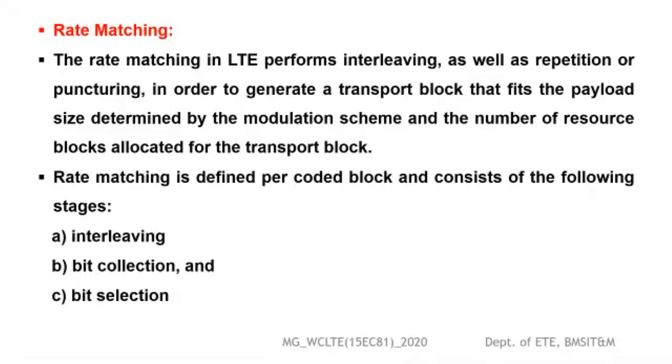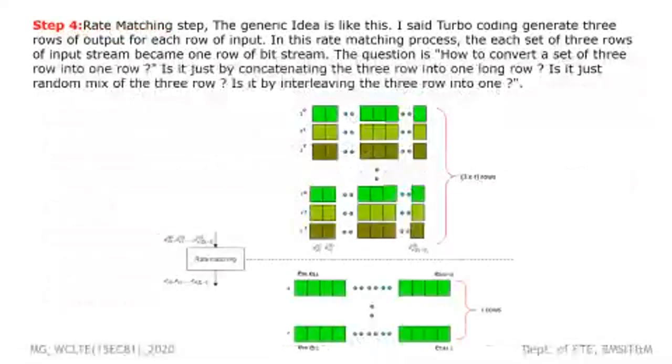So rate matching is defined per coded block and consists of 3 stages. One is interleaving, second one is bit collection, and third one is bit selection. These are the 3 different stages involved in rate matching. So I hope you understand this diagram.